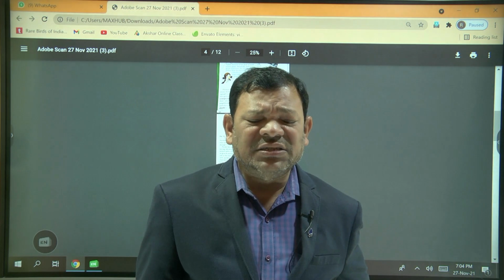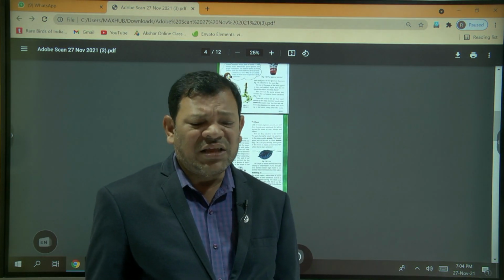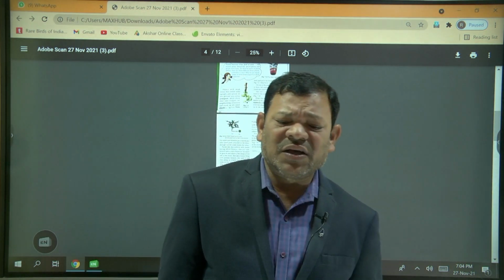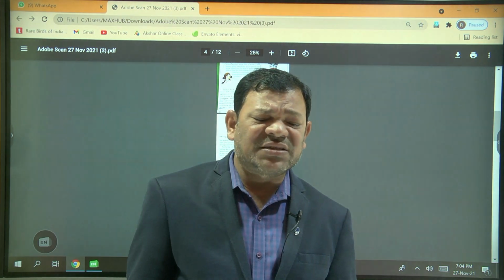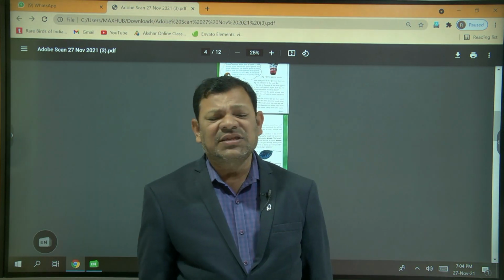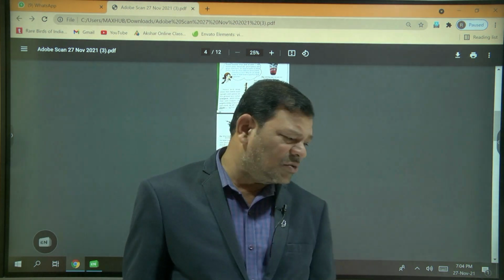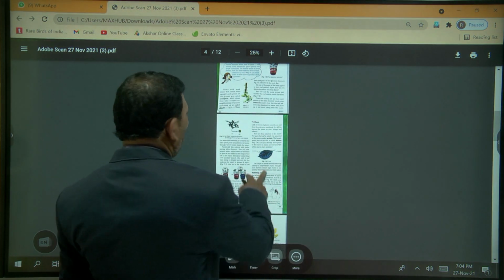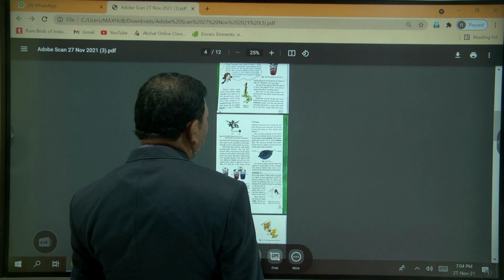Which color is the leaf generally? Leaf is green in color. Why are the leaves green in color? Because the chlorophyll pigment is present. Which mechanism occurs in the plant? The photosynthesis mechanism occurs in the leaf. Now coming to the point. What is the meaning of the petiole?